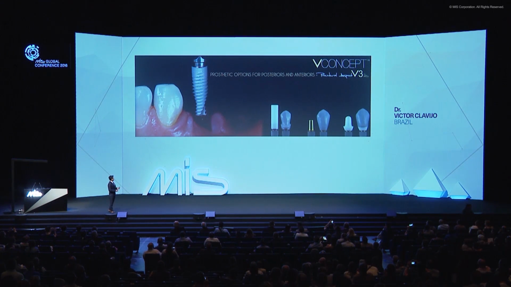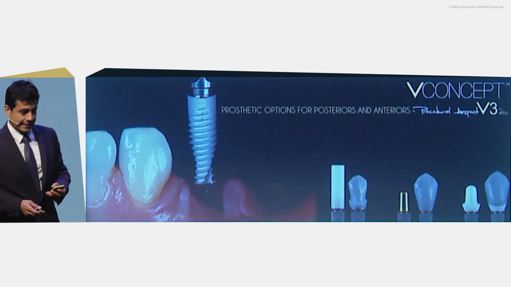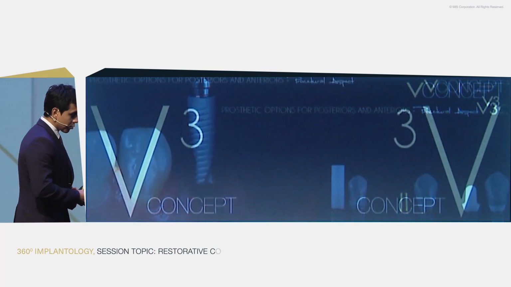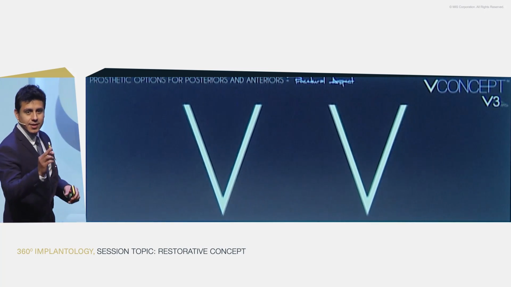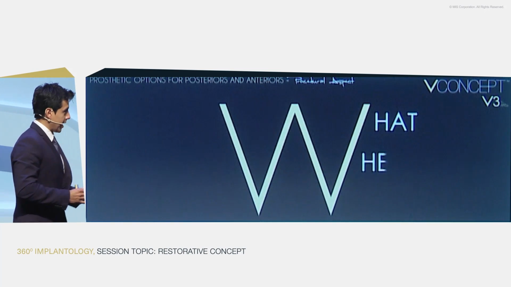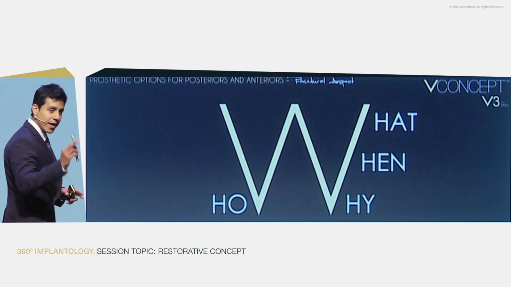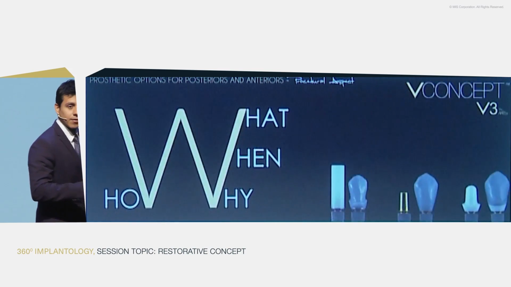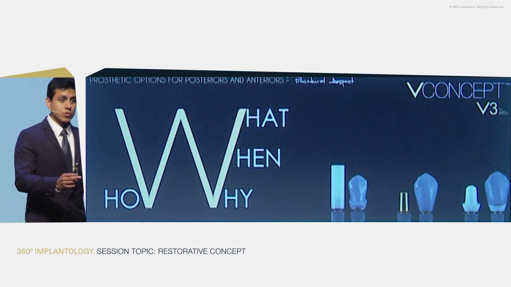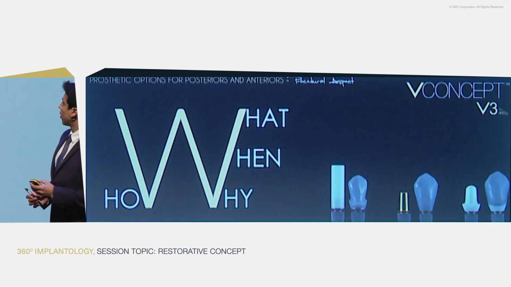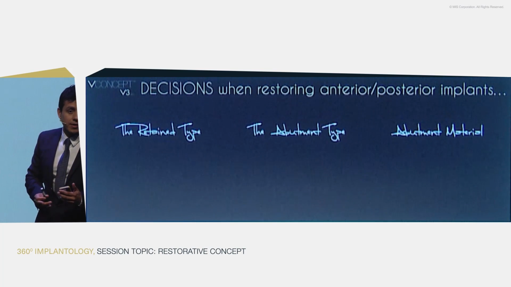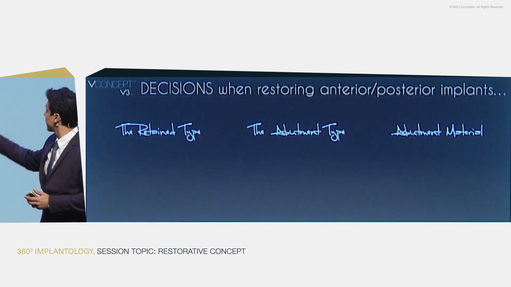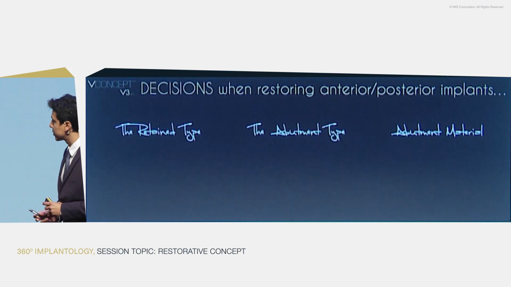So my topic today will be prosthetic options for posterior and anterior restorations, the procedural aspect. I would like always to talk about 3 questions in each topic. And always we will mention when, what, why, and how we can use some procedures. So I would like to introduce 3 concepts in the restorative part. We'll talk about the retainer type, the abutment type, and the abutment material.